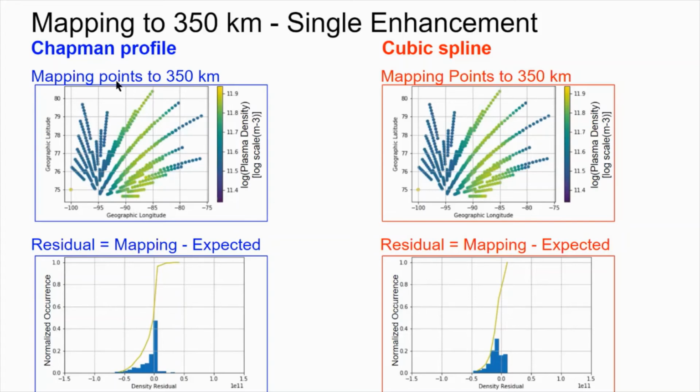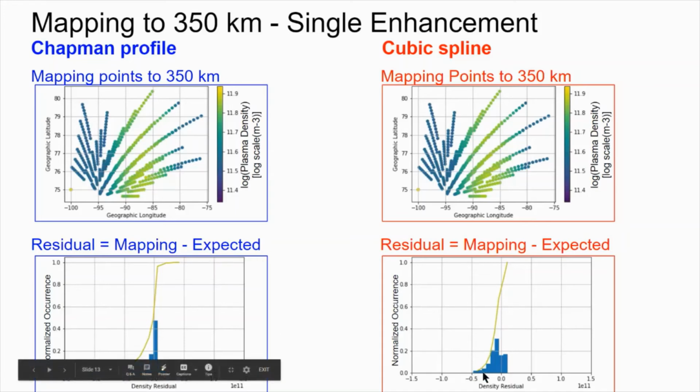And then if I take these mapped values here and subtract what we would expect to have at 350 kilometers, I'm very happy that our residuals are quite close to zero, which indicates that both of these mapping techniques are fairly accurate. And in both cases, we're within about 0.5 E11 of what we would expect.